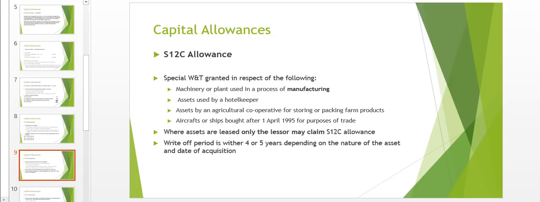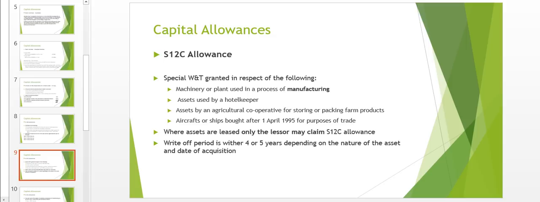What you need to know about 12C is it is on manufacturing businesses, and if you lease out this manufacturing asset, then you may claim a Section 12C allowance if you are the lessor, the person leasing it out. So you may claim it if you lease an asset. And then the write-off period is either 4 or 5 years, depending on the nature of the asset.